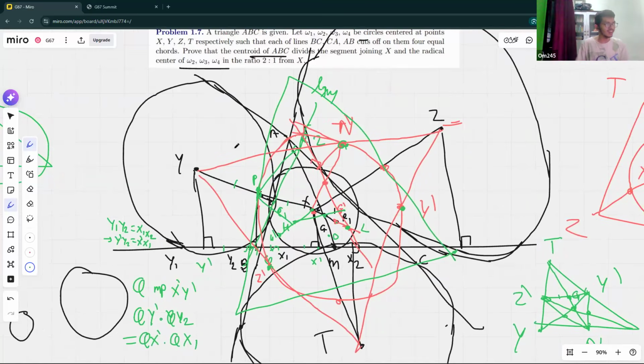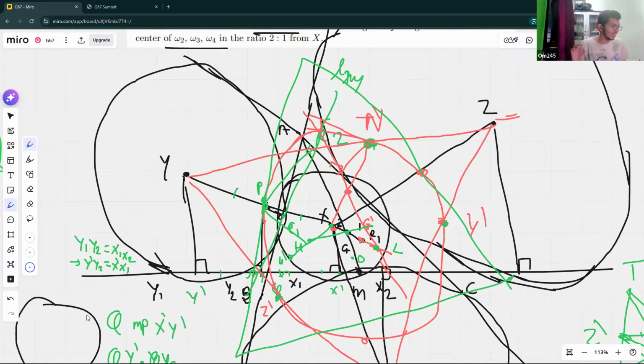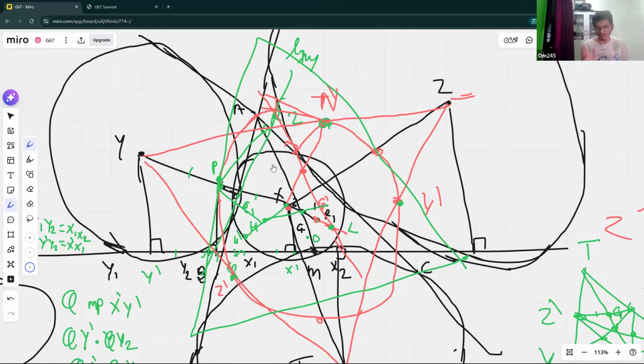Does everyone just focus on my colored line? I'm just explaining your idea. First, we have N is the midpoint of ZY, right? Because of the previous thing, and it lies on ABC. Now the Simpson line of N is a radical axis. This is the radical axis for the circles centered at Z and Y, so it's perpendicular to ZY.